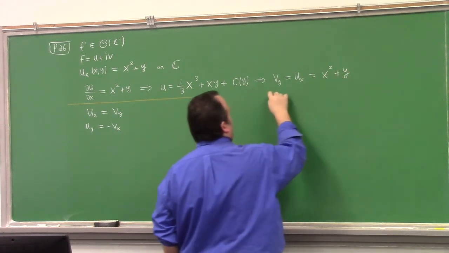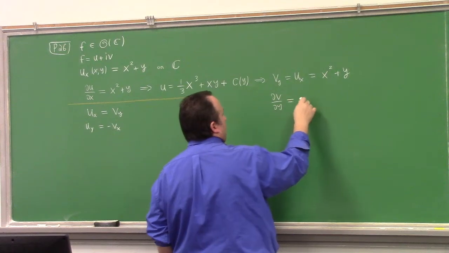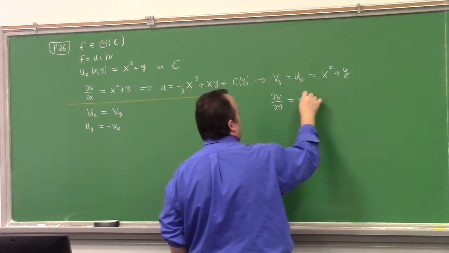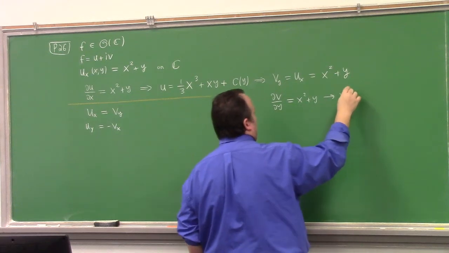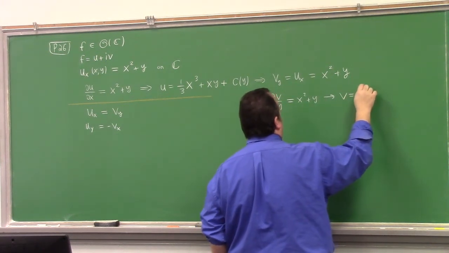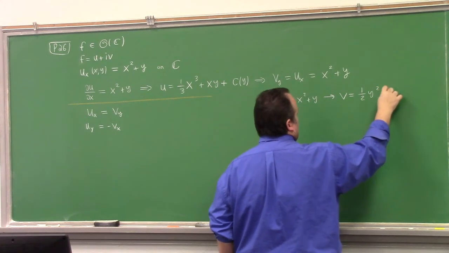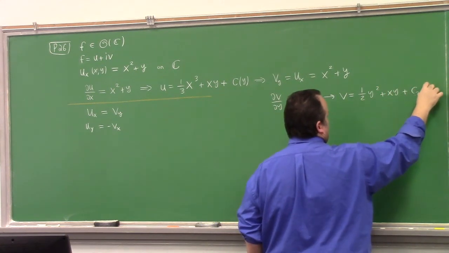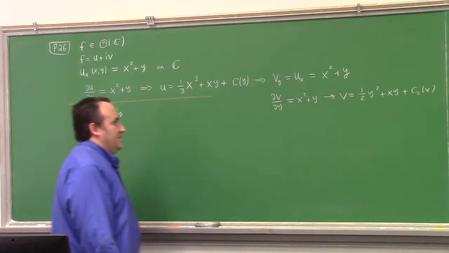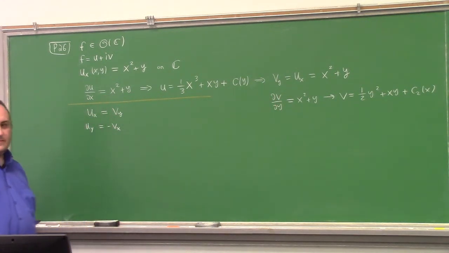Yeah. So if we're looking for v, that would give us c prime of y. So v would be 1/2 y squared plus xy plus c2 of x, right? Well, if you can integrate with respect to x, I can integrate with respect to y. Yeah, but does this help? Well, we know u, right? So why don't we take the derivative of u with respect to y to find vx? So we found u.